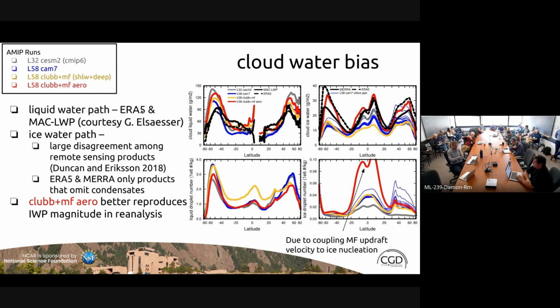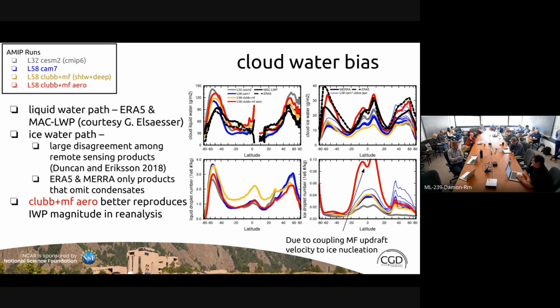I'm using ERA5 and then this remote sensing product called MAC-LWP, which is masked out over regions where there's a lot of precipitation and the product doesn't return a very accurate result. And so you'll see there's masked out regions in this zonal plot. But the black lines are the observations, and in these subtropical to tropical regions, they generally have more liquid water path than the blue line, which is CAM 7, and the gray line, which is CAM 6.